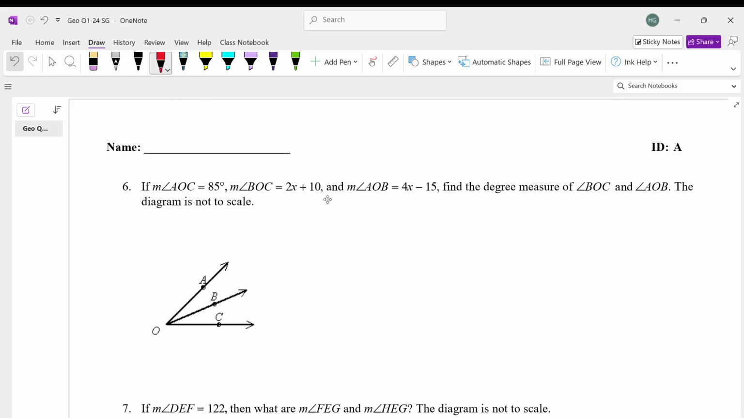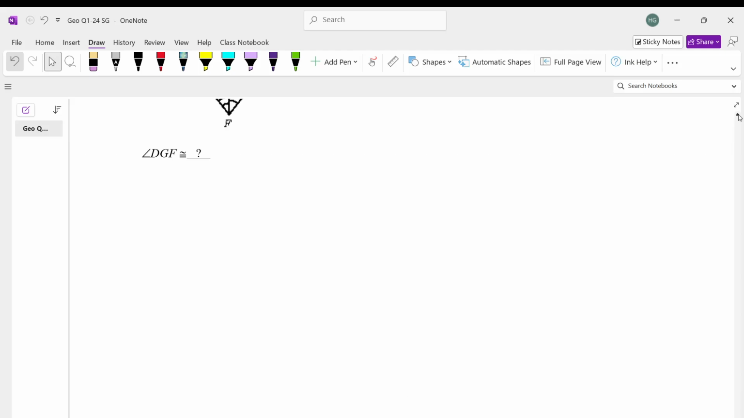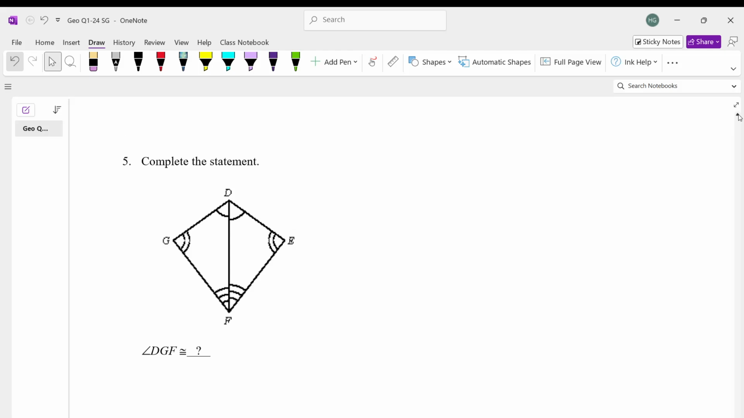Problem number 6. Did we skip a problem? Okay, we missed 5. All right, we're going to complete this statement. Angle DGF. DGF is right here. Starts at D, goes to G, down to F. How many arc marks does angle DGF have? 1, 2.